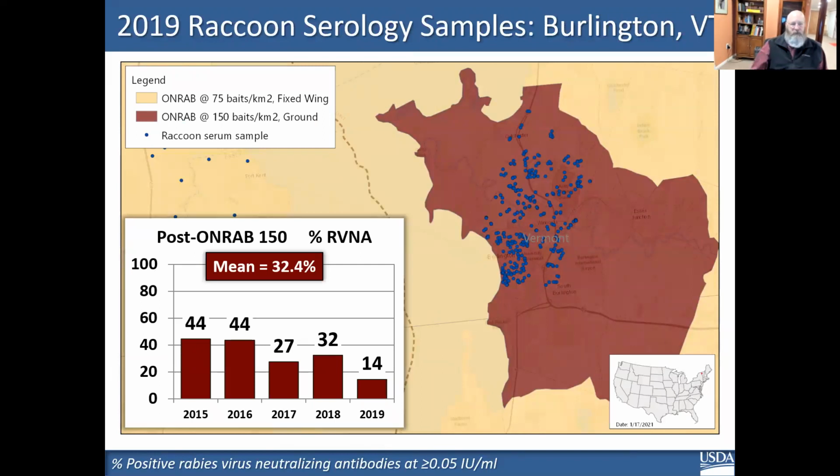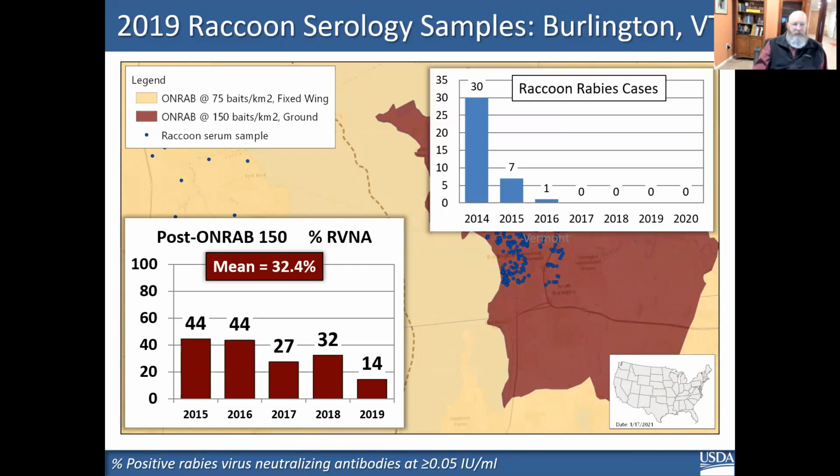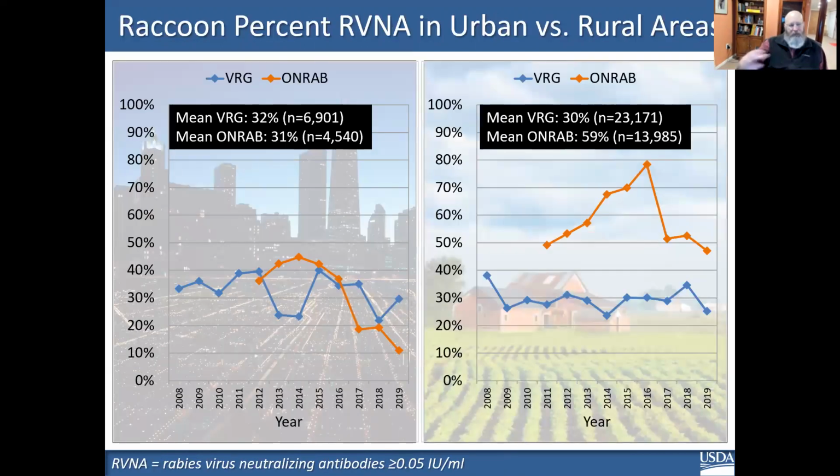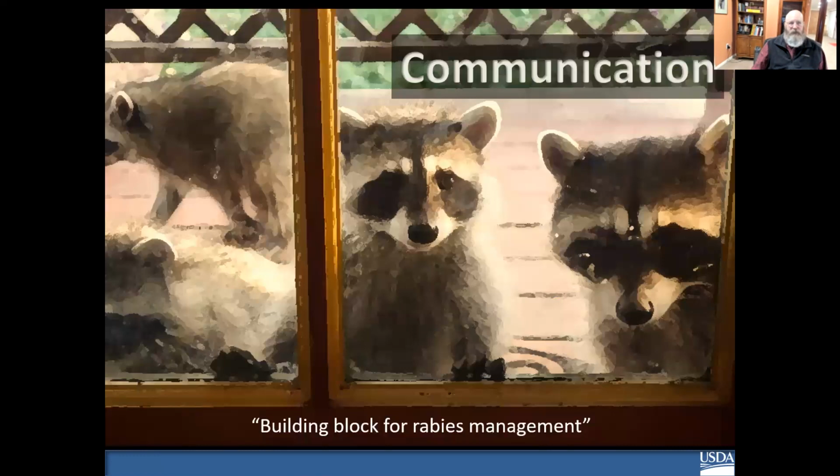For instance, our outdoor lab is Burlington, Vermont for our city. And you can see over time that it's definitely gone down. But the good news is there have been no raccoon rabies cases since 2016. But again, that trend is a little worrisome for ONRAB, and so we've spent a lot of time researching that, and I'll talk more about that in just a minute.